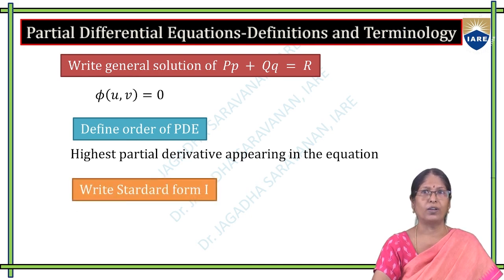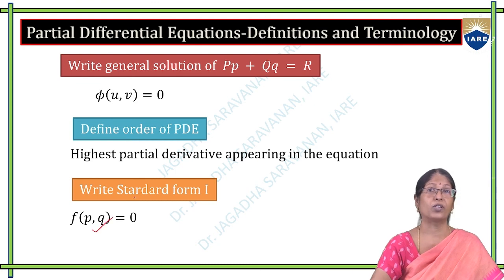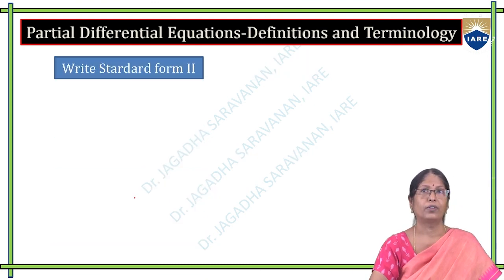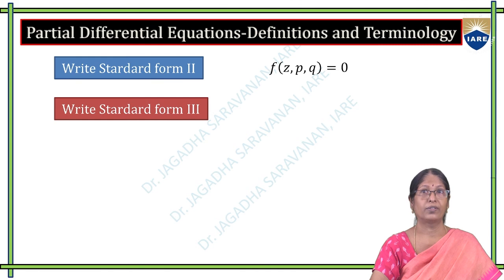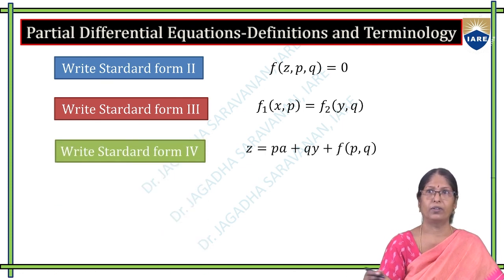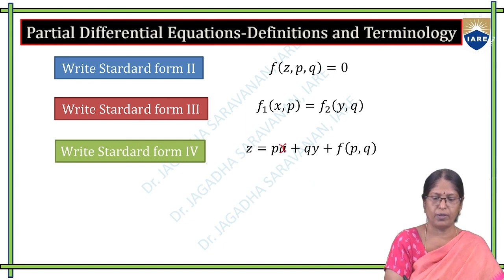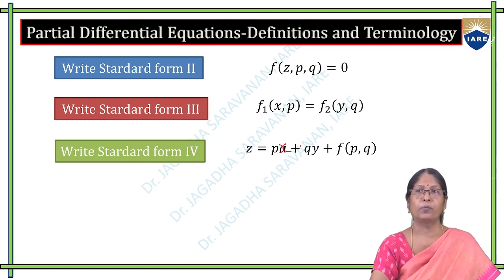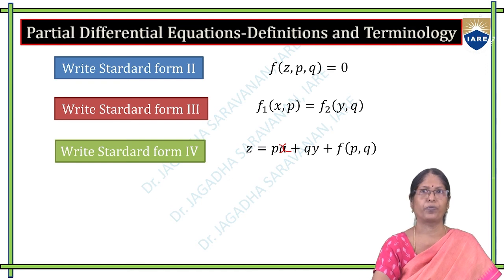Write standard form 1. Yes, the function which has only p and q. Standard form 2, which has only p, q, z. Strictly x, y should not be there. Standard form 3, p, q, x, y, z is missing. Standard form 4, all the 5 are there. So here x should be there. Yeah, px plus qy. In such a way, it should be formatted. px plus qy and pq.